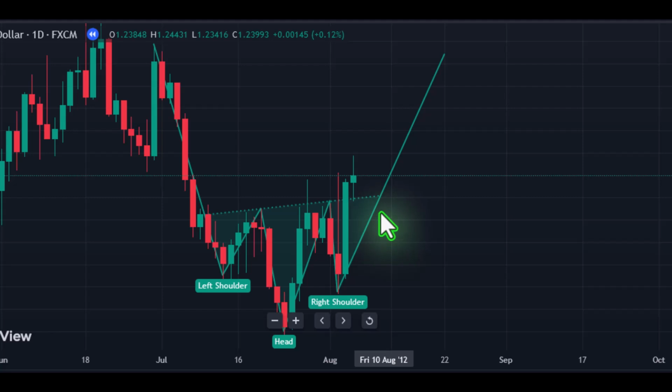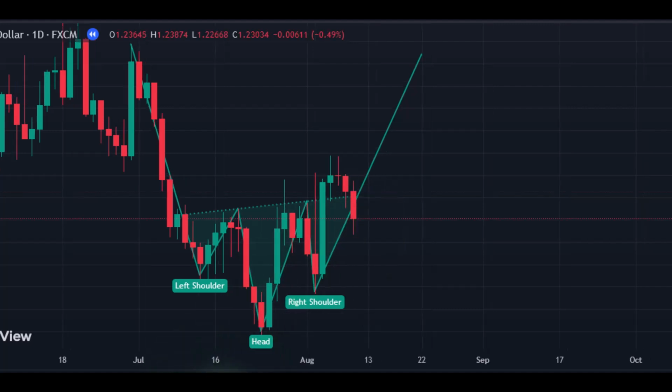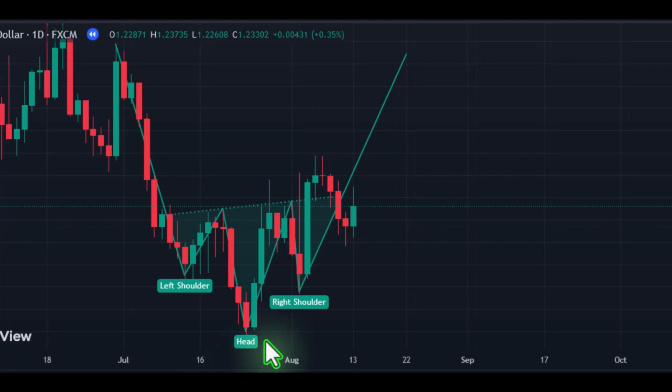So if we enter here, and see, price still gave us another opportunity by coming down here to break through the neckline, but closing above it. So this is another opportunity for us to enter this trade. Then after that, you can see the price has been offered to us much more cheaply than before.